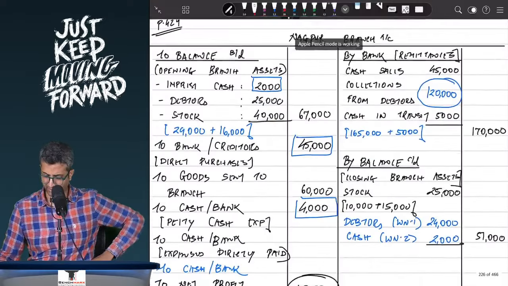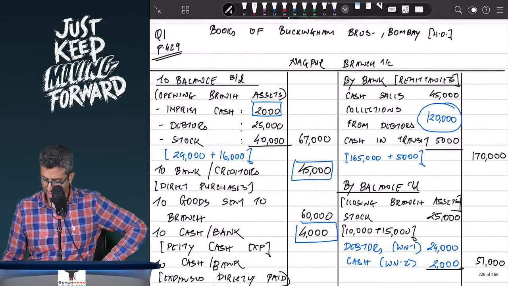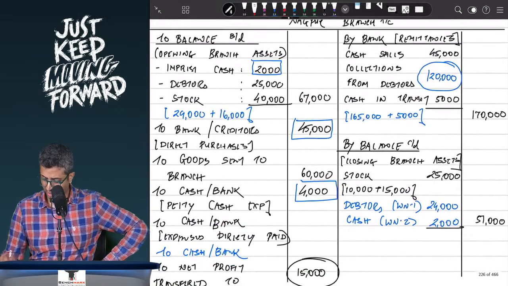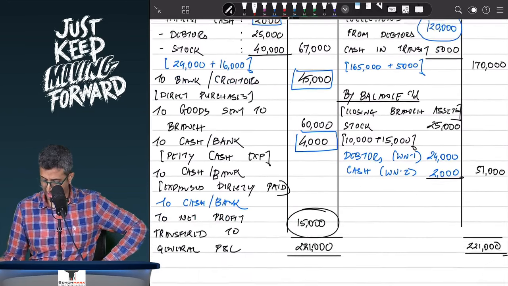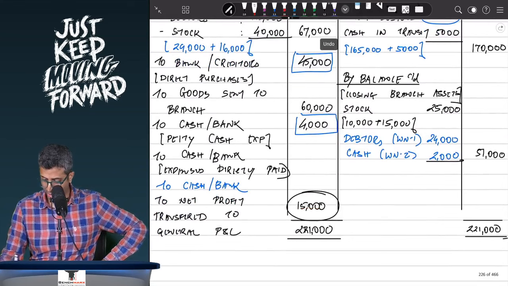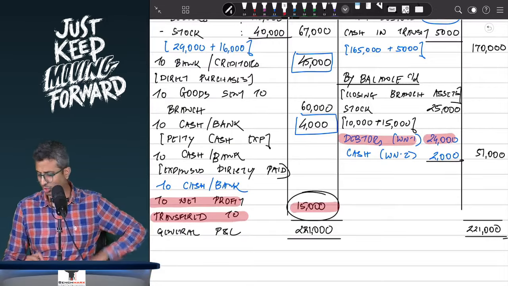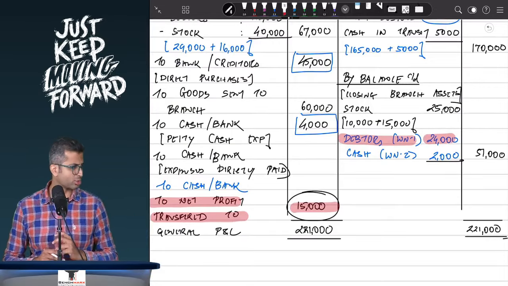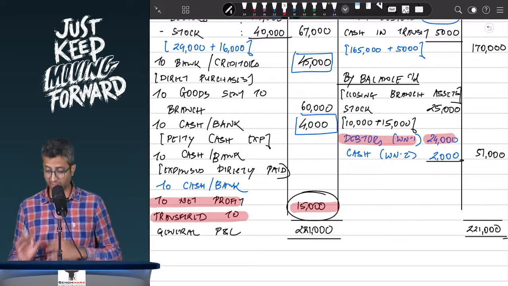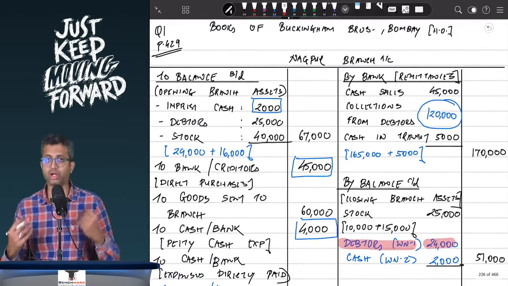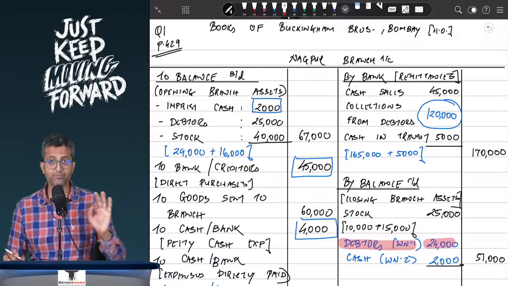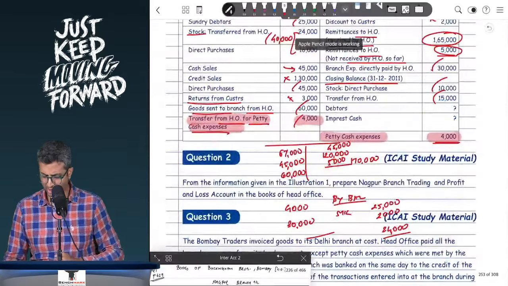So over here if I look at this on your screen in the books of Buckingham Brothers for the Nagpur branch, you will take all of this, and at the end 15,000, as you can see over here, will be the net profit, which is the balancing figure. And the debtors balance is something that you will have to sit and calculate. Cash balance is also there, but I think that should be fairly easily manageable. So this is regarding how do you do the working in case of the debtors method. That is question number 1 for you.